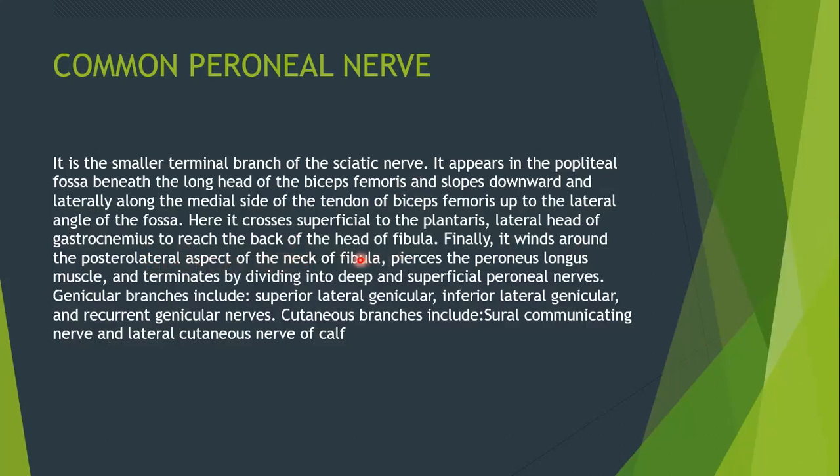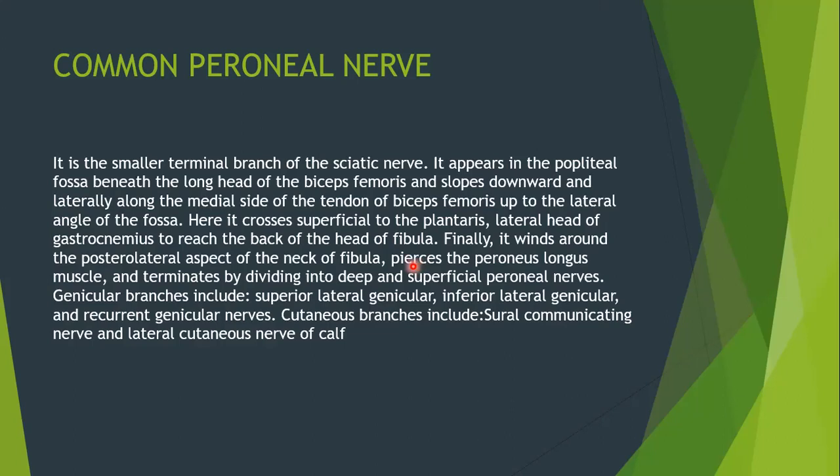Now, as it winds there, in living people like you and I, if you feel the lateral aspect of the leg and you feel the head of fibula, at the neck below the head of fibula you can roll a cord-like structure against the head of fibula. That is your common peroneal nerve. And after winding around the posterolateral aspect of the neck of fibula, it appears in the peroneus longus muscle. Peroneus longus is also known as the fibularis longus muscle, and the nerve terminates by dividing into two terminal branches, the superficial and deep peroneal nerves, or the superficial and deep fibular nerves.